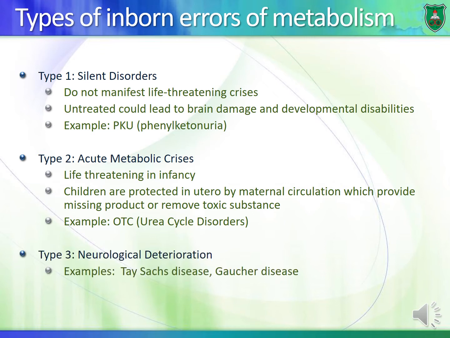Now we also have inborn errors of metabolism that can cause neurological deterioration. Examples include Tay-Sachs disease as well as Gaucher disease, and we'll talk about these at the end.